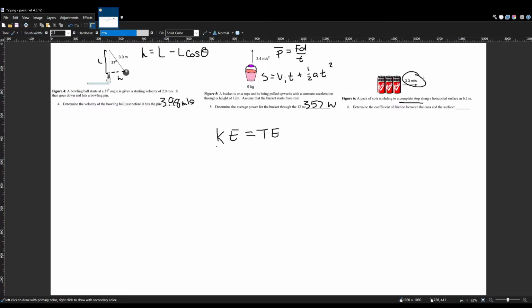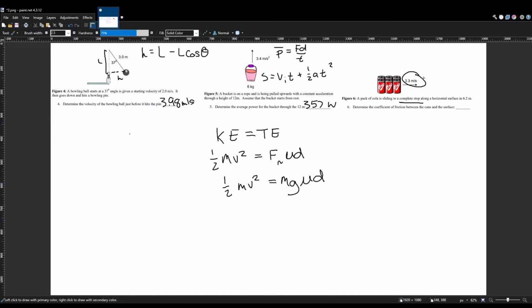And so let's turn this into numbers here. Kinetic energy is 1/2 mass times velocity squared, equals thermal energy, which is force normal times mu times distance. We're going to write this out again because there's no incline or anything, so it's 1/2 mv squared equals force normal. Here that is just force of gravity, same thing, times mu, and then distance.